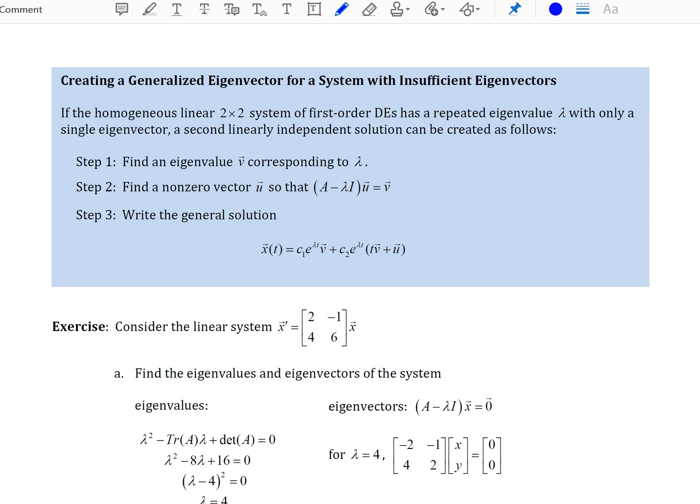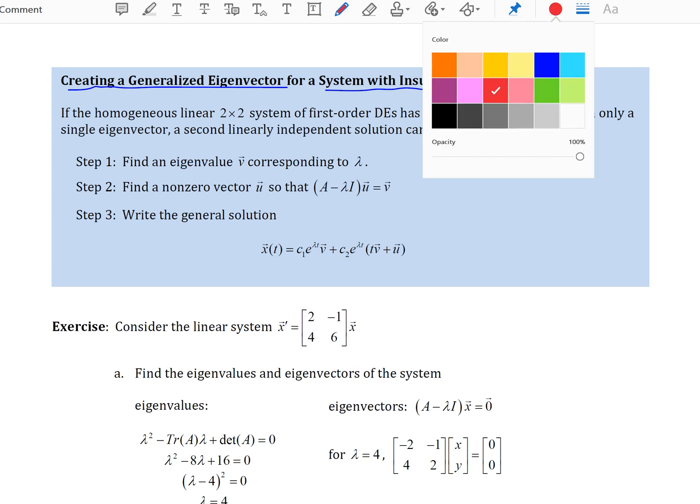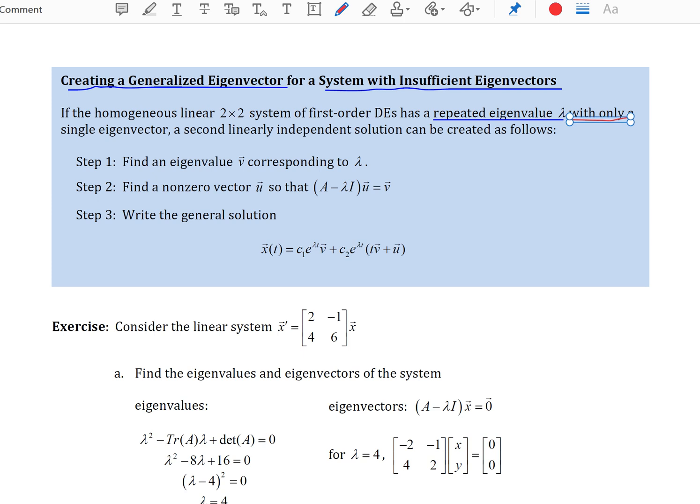In our last video, we ended on page 12 in our guided lecture notes, where we wanted to discuss how you might create what is referred to as a generalized eigenvector for a system with insufficient eigenvectors. So, if your homogeneous linear 2x2 system of first order differential equations has a repeated eigenvalue with only a single eigenvector, then we need to be able to construct a second linearly independent solution, a second eigenvector.